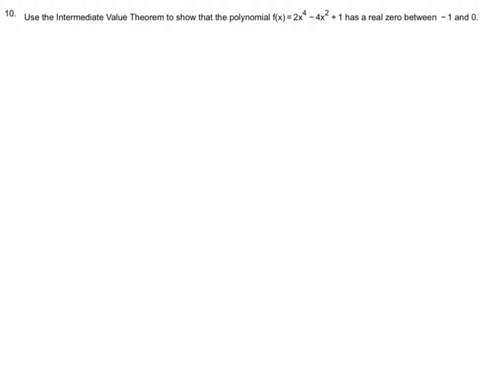Use the intermediate value theorem to show that the polynomial f of x equals 2x to the 4th minus 4x squared plus 1 has a real zero between negative 1 and 0. In order to use this theorem, we're first going to find f of negative 1. Then we'll find f of 0. So f of negative 1 is 2 times negative 1 to the 4th power minus 4 times negative 1 squared plus 1.